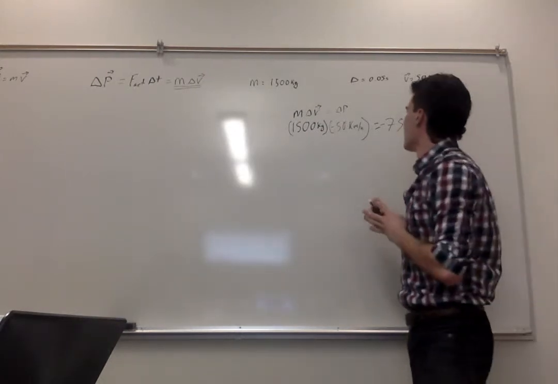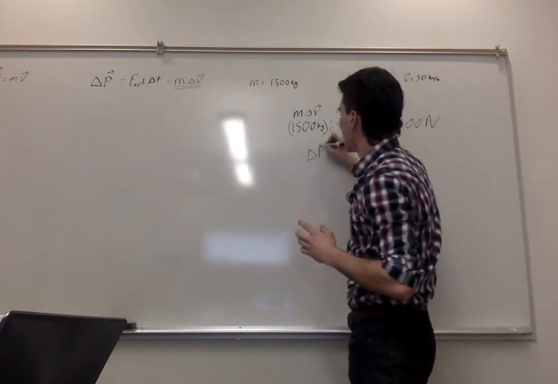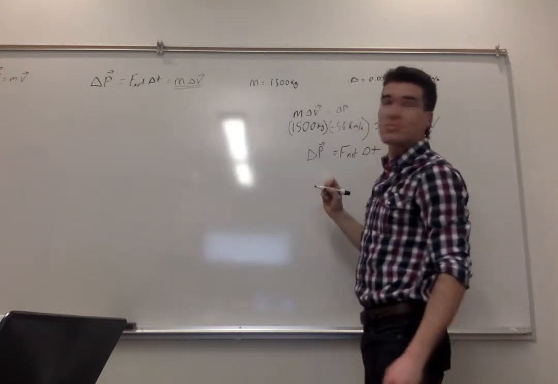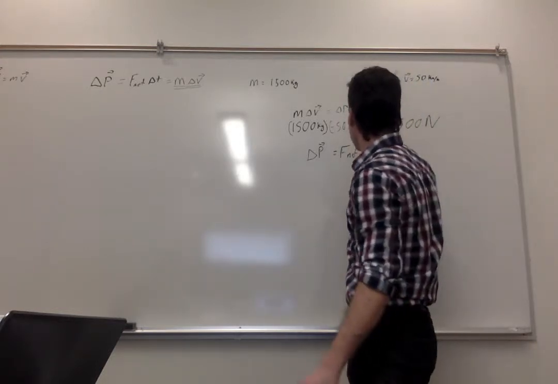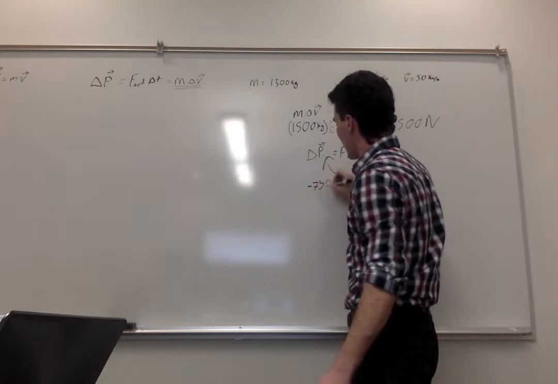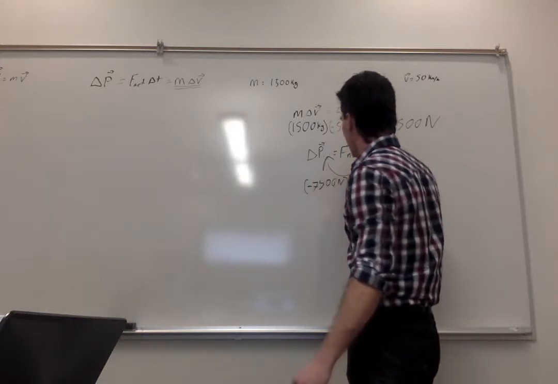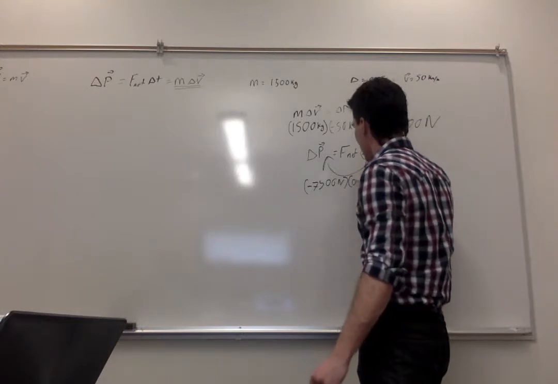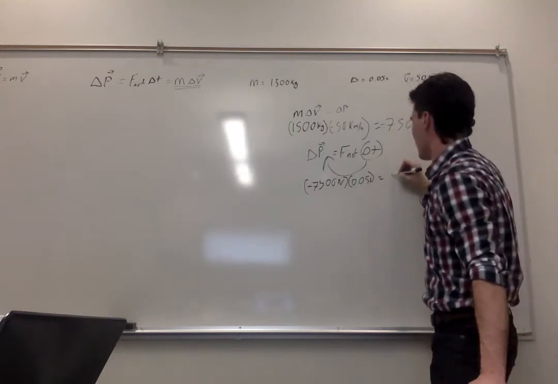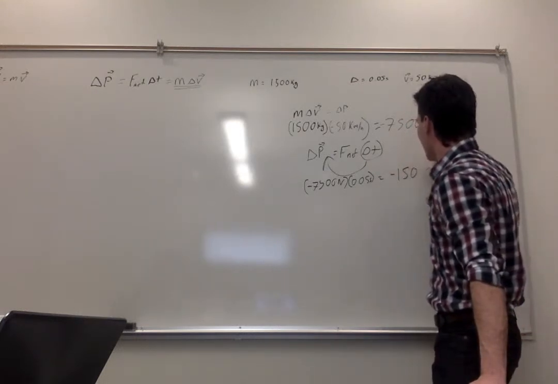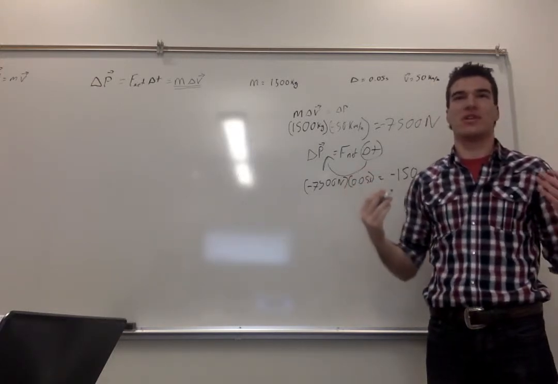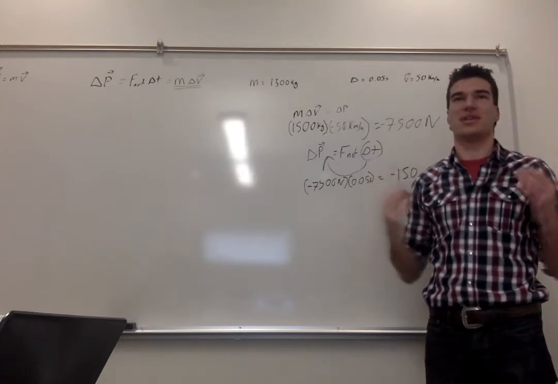So our formula for impulse is equal to force net times change in time. We can just input the impulse, negative 7,500 newtons, times our change in time up here, which is 0.05 seconds. And that is going to give us a really big number. It's negative 150,000 newtons. So that's how much force the driver of the car would be getting when he crashed into this light post going at that speed.